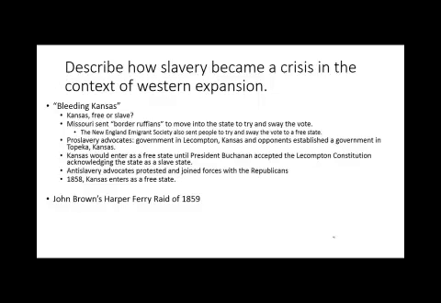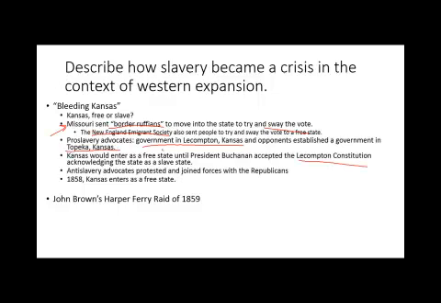So the question, once again: Kansas is free or slave. We know that they can determine this through popular sovereignty. Missouri will send border ruffians. Why Missouri? Well, Missouri is a slave state. Okay, we're trying to sway that vote. The response to that: the New England Emigrant Society will send people to sway the vote. Pro-slavery advocates feature a government in Lecompton, Kansas, hence when we'll talk about the Lecompton Constitution. Opponents, a government in Topeka, Kansas. So again, slave versus free.